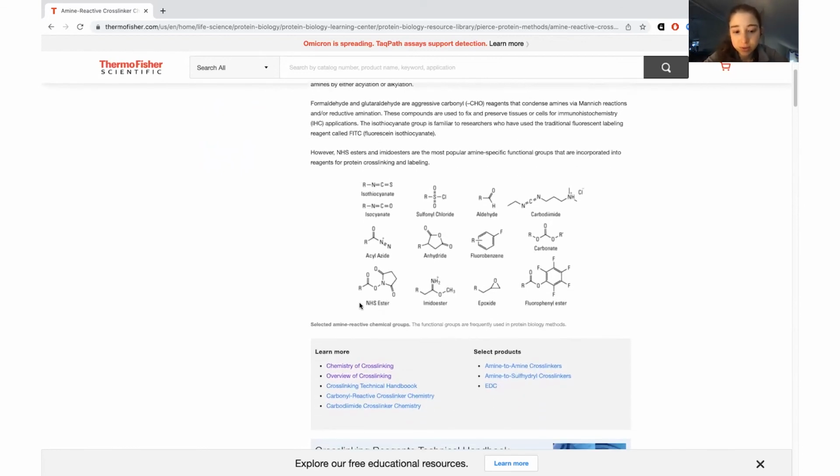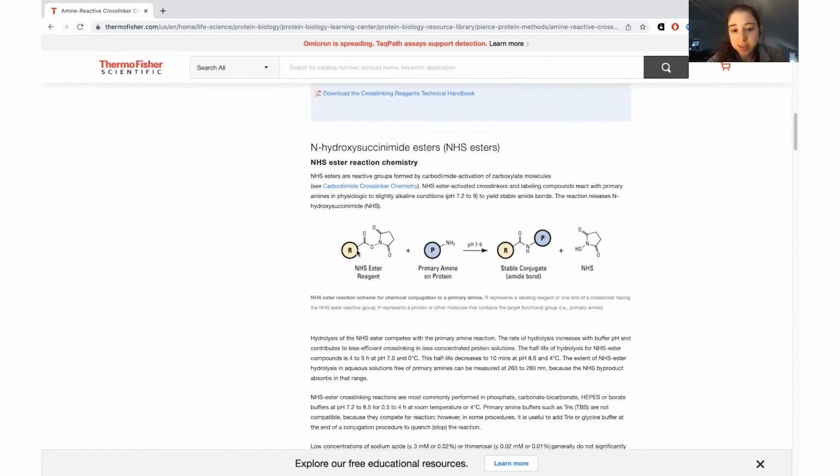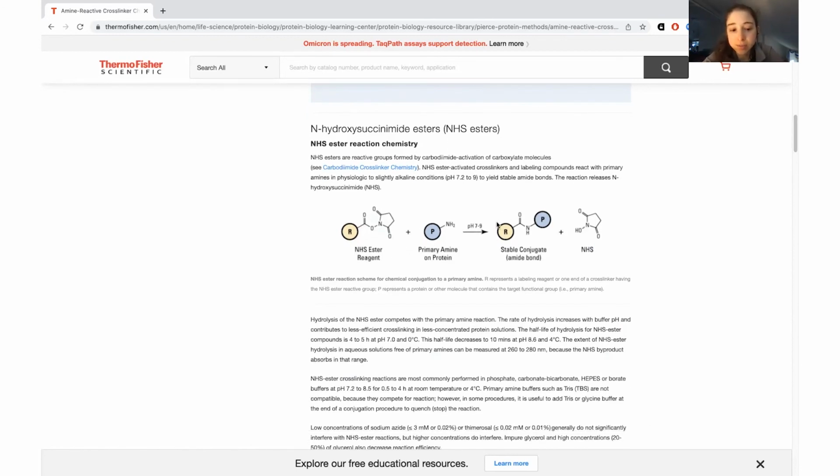But it's this group here, this NHS ester. So basically you have this ester, stuck to something. You have your primary amine on your protein, so this could be on the N-terminus or it could be on a lysine. And then it's going to form an amide bond, and this NHS group is going to go bye-bye. This nitrogen can attack this carbonyl carbon like we've seen before, and then this is going to leave as your leaving group. And you're going to have this amide bond.